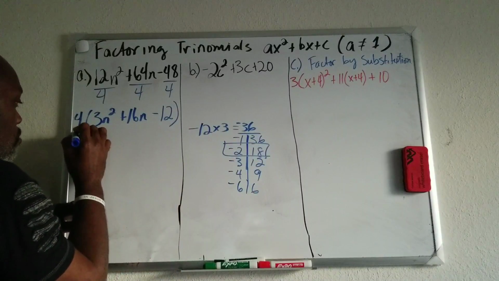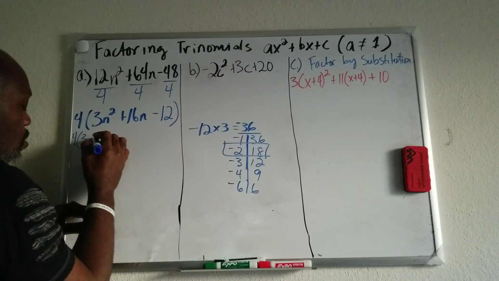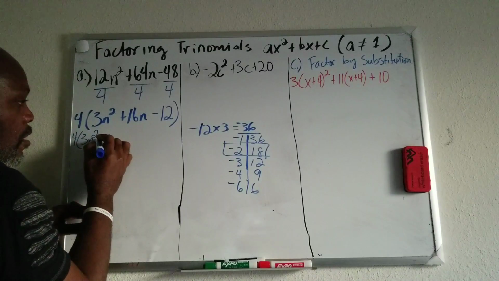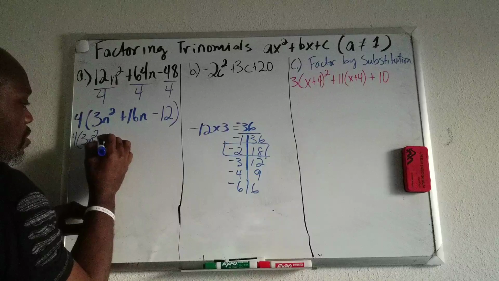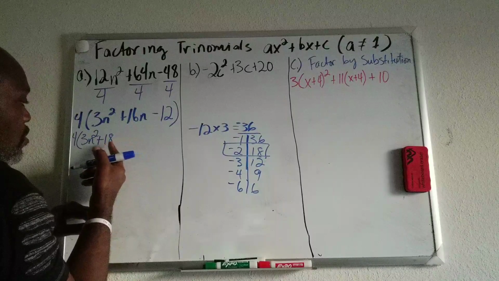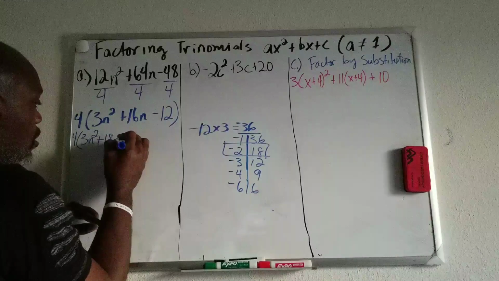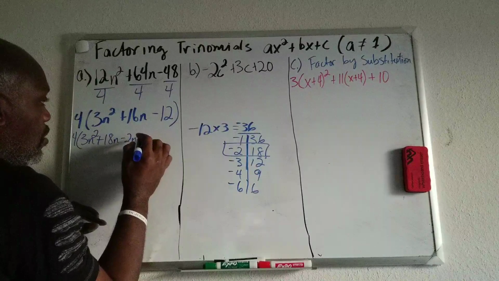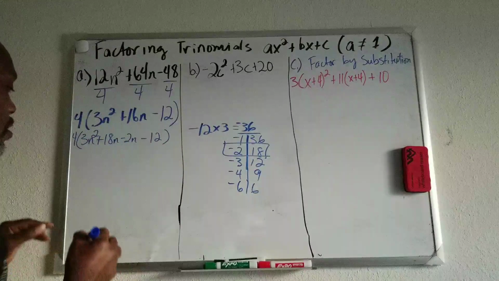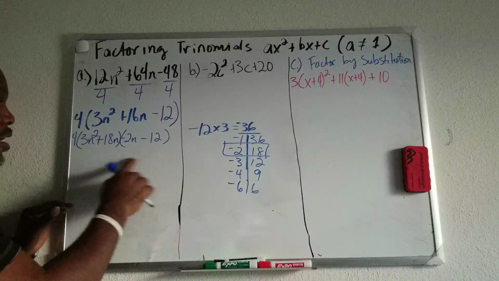So we're going to use those two integers to rewrite it: 3n to the second power plus 18n, because I know 3 can go into 18, so that's why I'm doing that right now, and then minus 2n minus 12. Now you can write it any way, but I just went ahead and switched it to make it a lot easier for me to solve. So from here, I'm going to break it down even further.